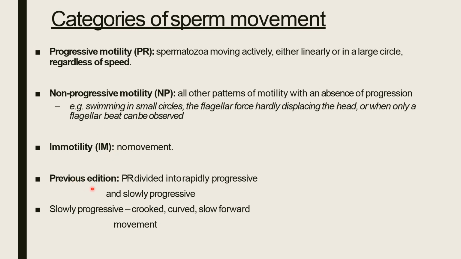In the previous edition of the WHO guidelines, progressively motile sperms were divided into rapidly progressive and slowly progressive, that we said are sluggish. So rapidly progressive move fast, and slowly progressive are curved, they are slowly forwarding. It is again a subjective term.